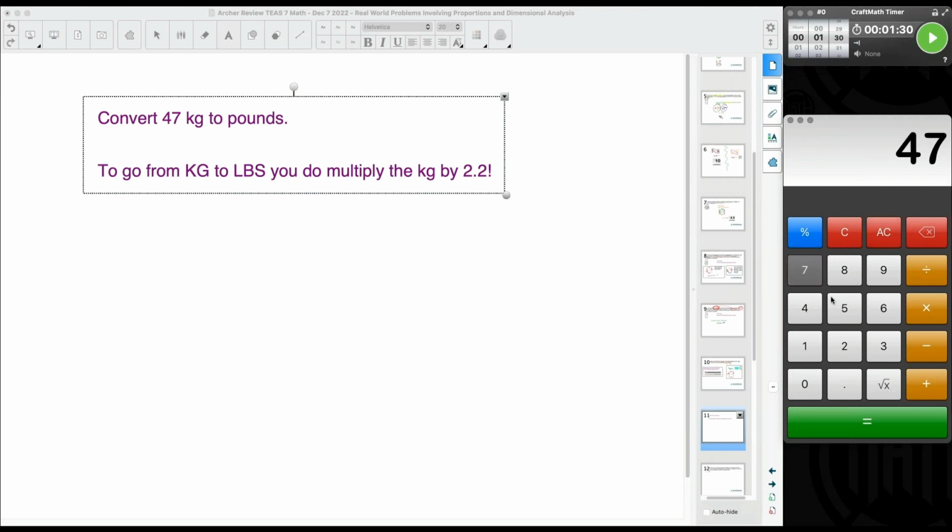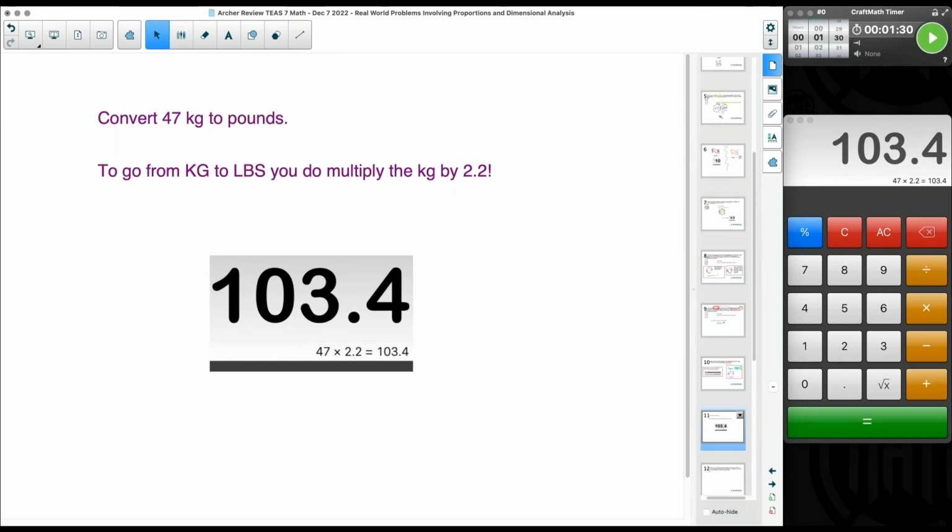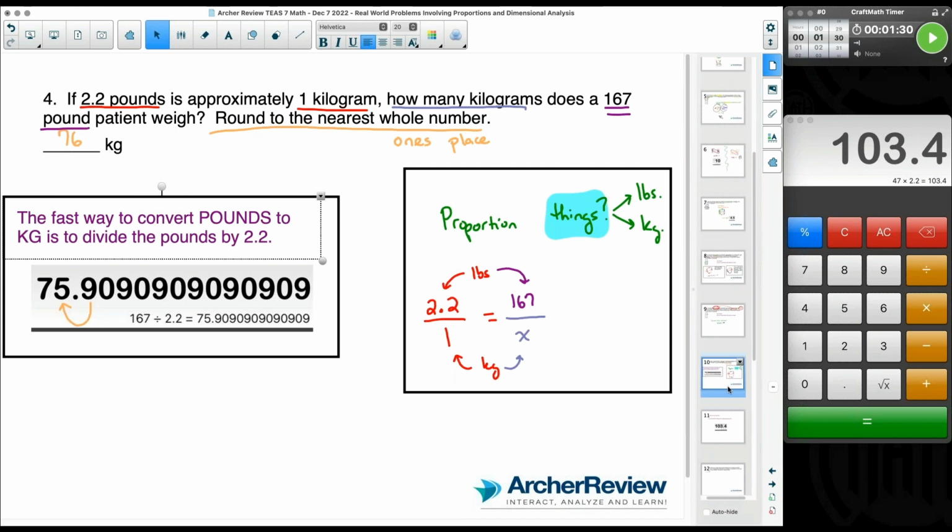So whatever that gives us, I'm just making up something, 103.4. All right. Those of you that got the 75.9, some of y'all typed in 75.9. I knew that was coming. And I figured some of y'all were going to multiply instead of divide.